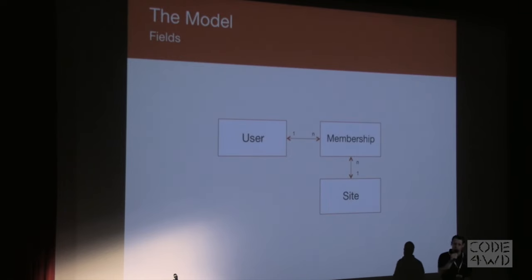So what are fields? We talked about this, these are the properties of the objects. And basically, a field could be seen as a one-to-one relationship between objects. So a membership object will have just one user, and a membership will have just one site. So the user object is a field of the membership object, and a site will be another field of the membership object.